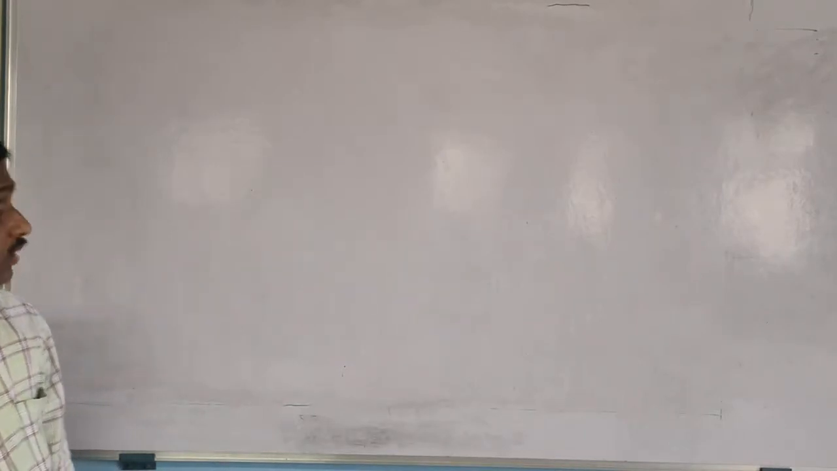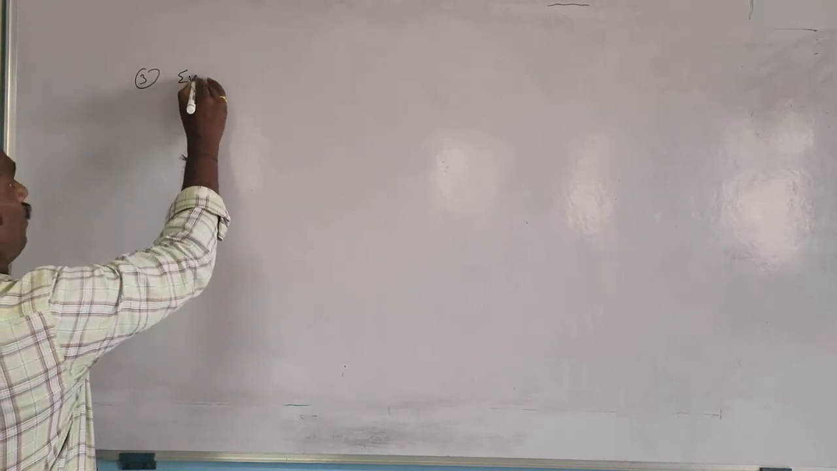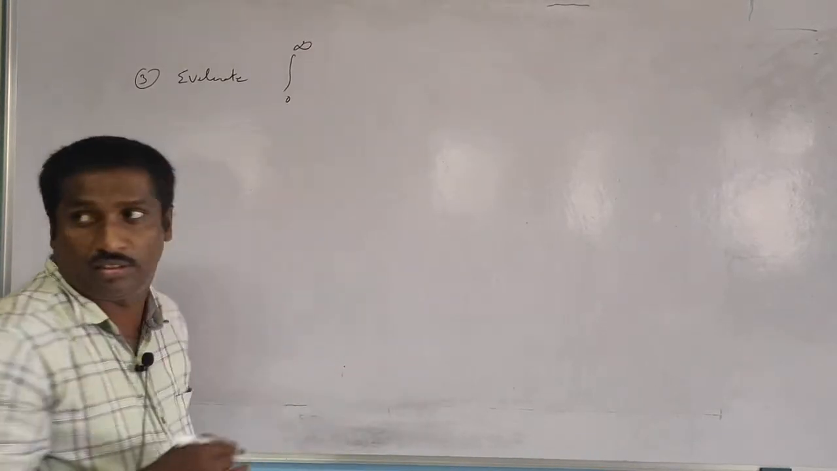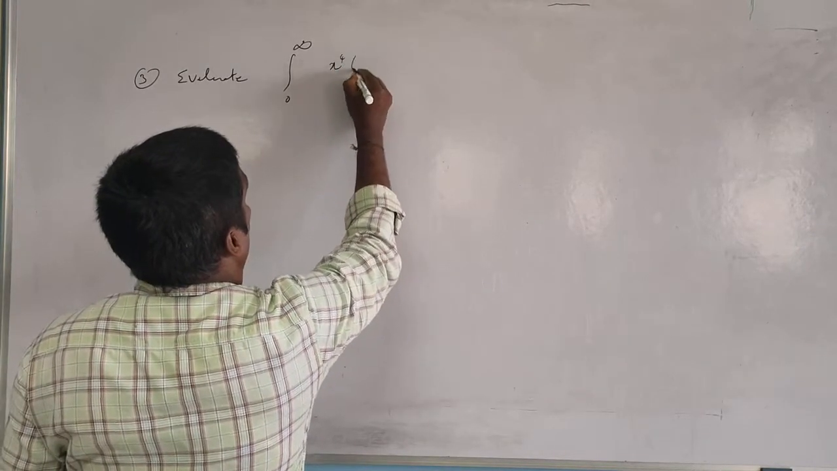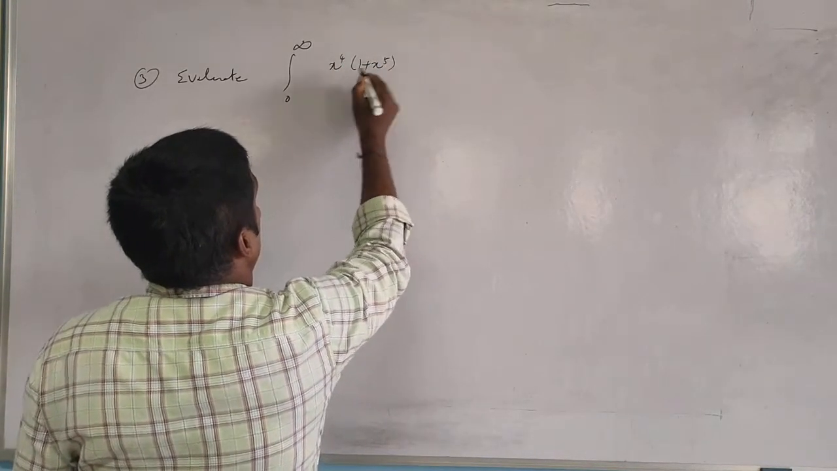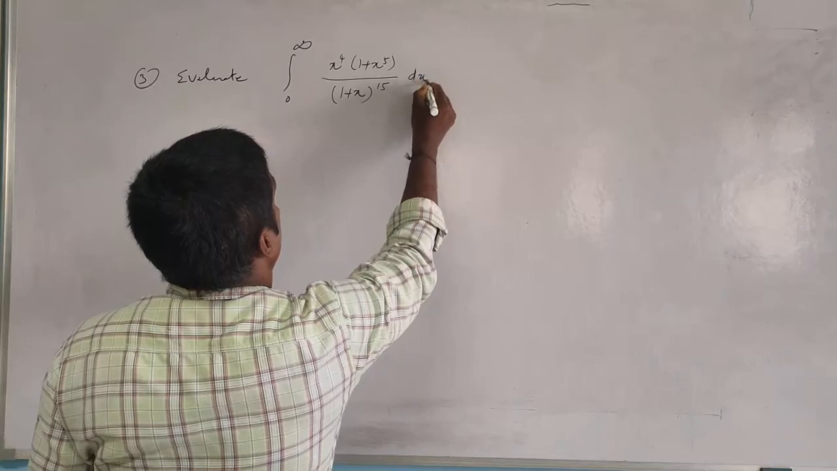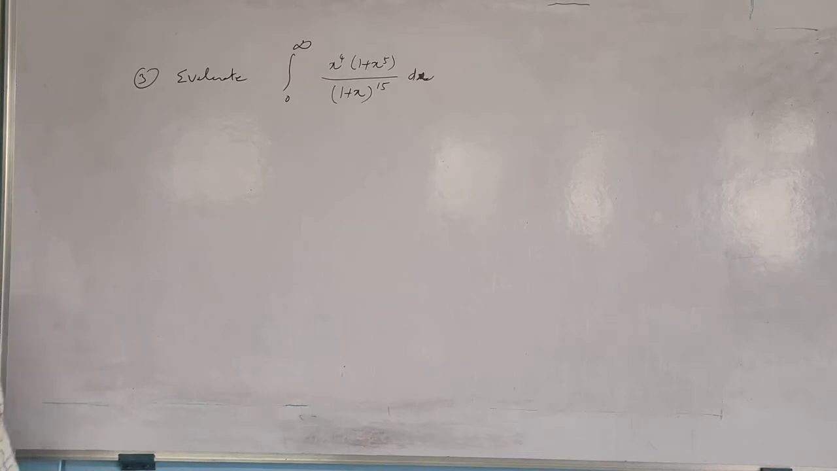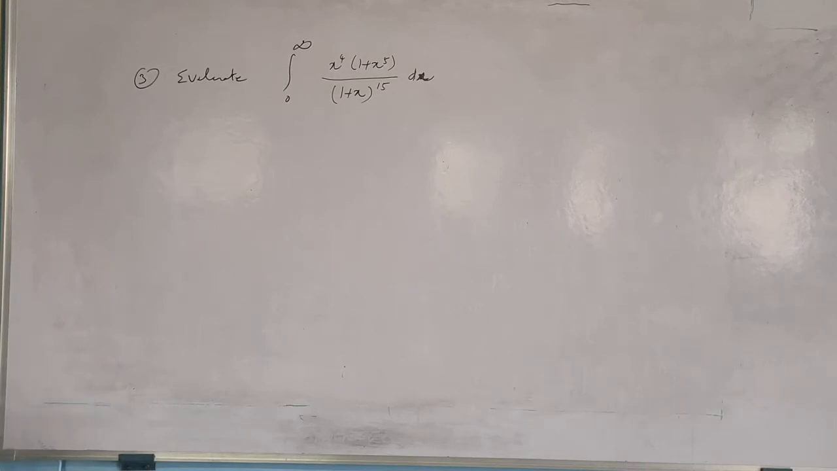So now the third problem: evaluate the integral from 0 to infinity of x power 4 (1 plus x power 5) by (1 plus x) whole power 15 into dx. So this is the third problem. Now solve this problem.